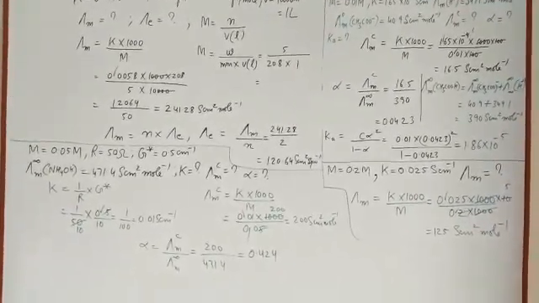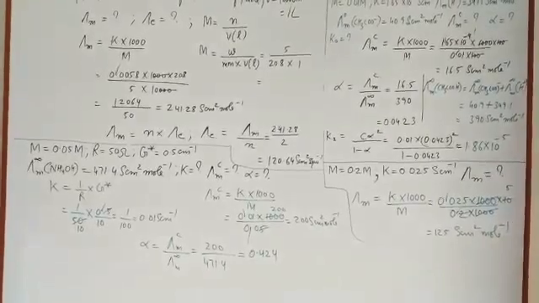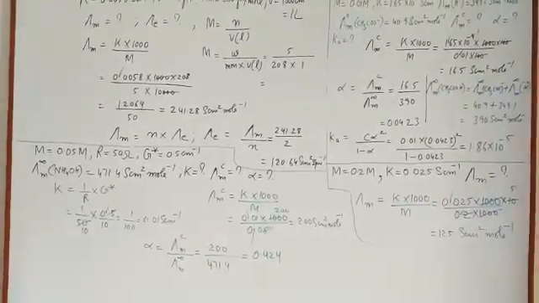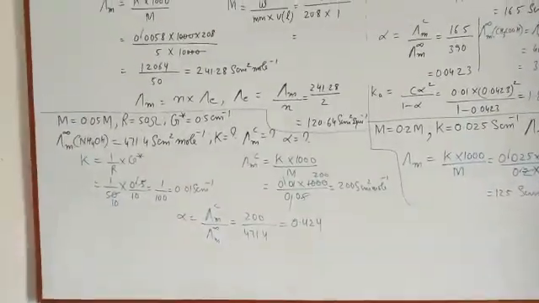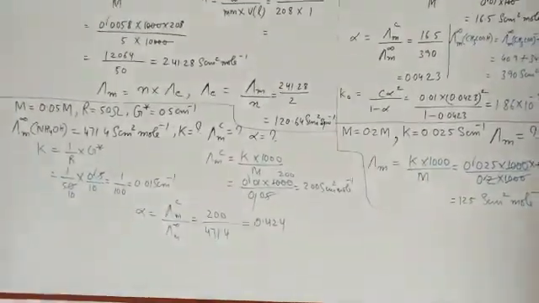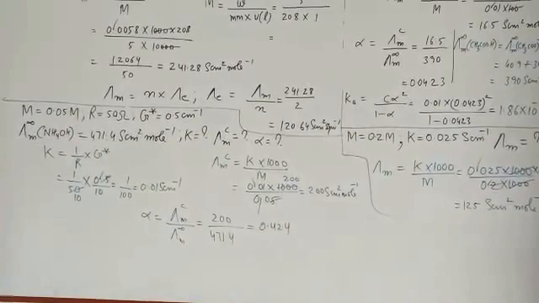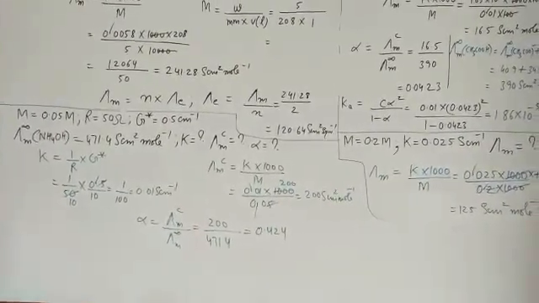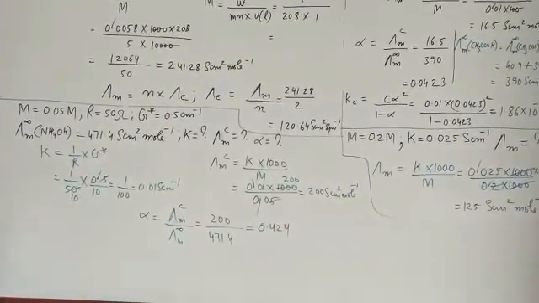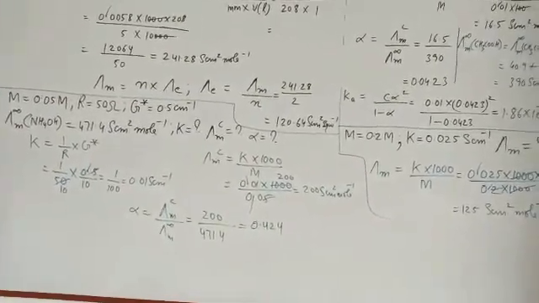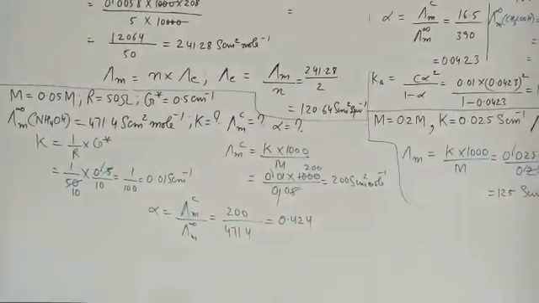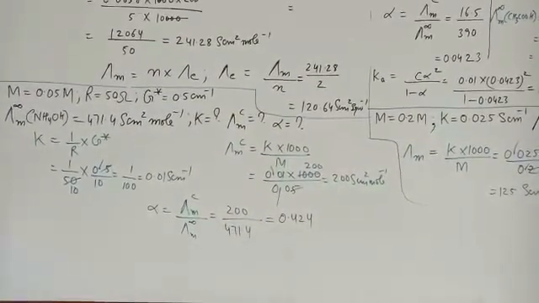Next question. A 0.05 M NH4OH solution offers the resistance of 50 ohms to a conductivity cell at 298 Kelvin. If the cell constant is 0.5 centimeter inverse and molar conductance of ammonium hydroxide at infinite dilution is 471.4 Siemens centimeter square mole inverse, then calculate specific conductance, molar conductance and degree of dissociation.